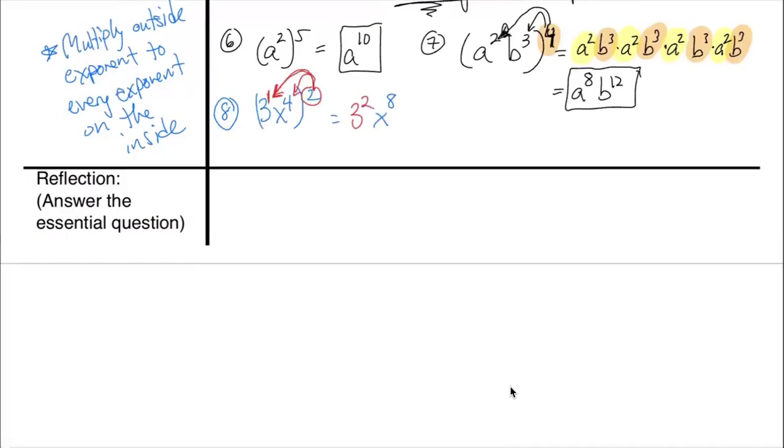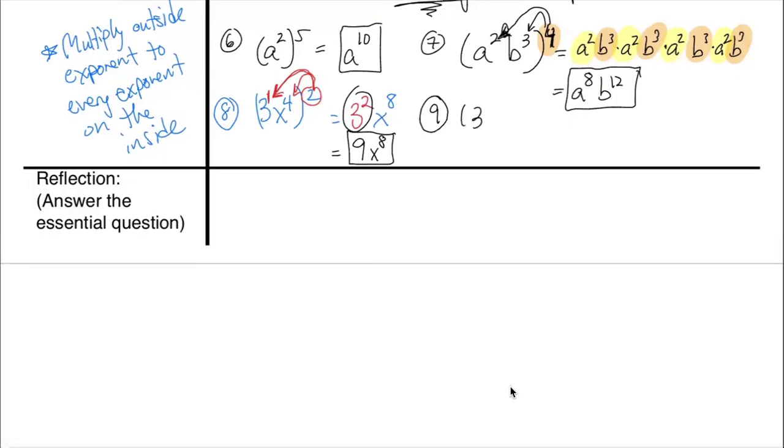And you could do a little simplifying there. 3 squared is 3 times 3, which is 9. So 9x to the 8th. Good. All right, try number 9. Try this one on your own.